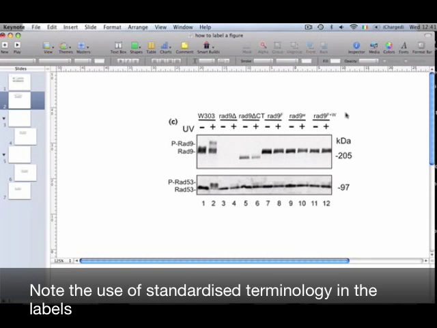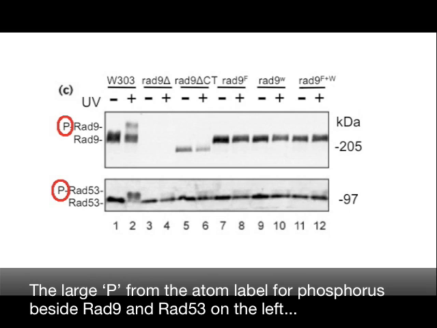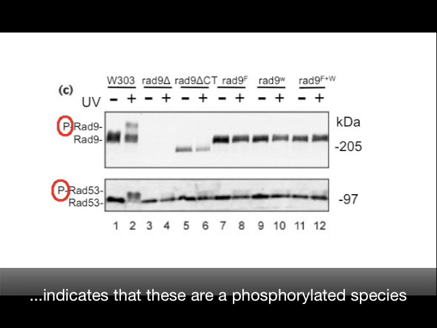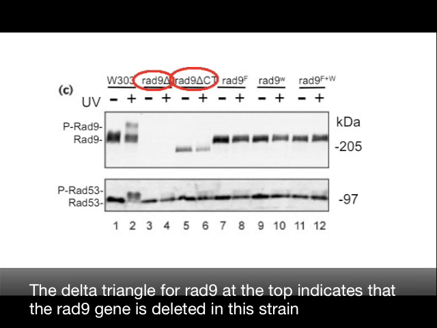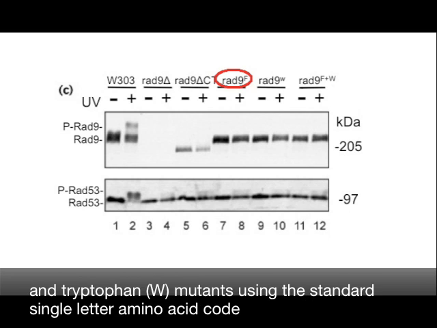Note the use of standardized terminology in the labels. The large P from the atomic symbol for phosphorus beside Rad9 and Rad53 on the left indicates that these are phosphorylated species. The delta triangle for Rad9 at the top indicates that the Rad9 gene is deleted in this strain. The F and W superscripts for Rad9 respectively indicate the phenylalanine (F) and tryptophan (W) mutants using the standard single letter amino acid code.